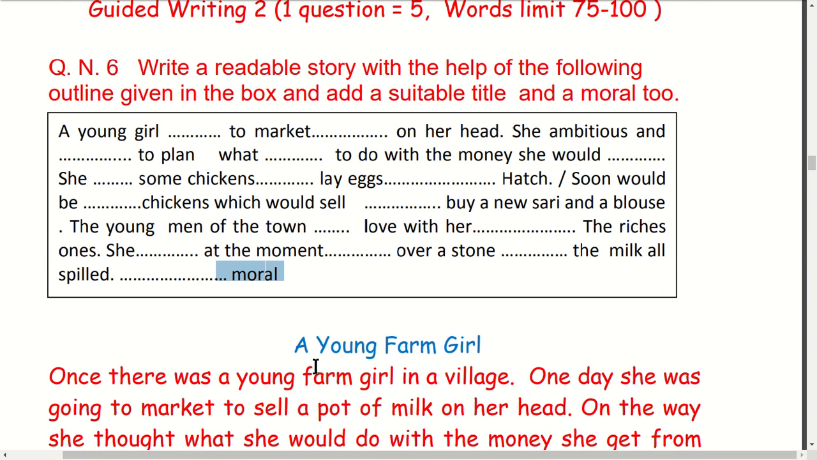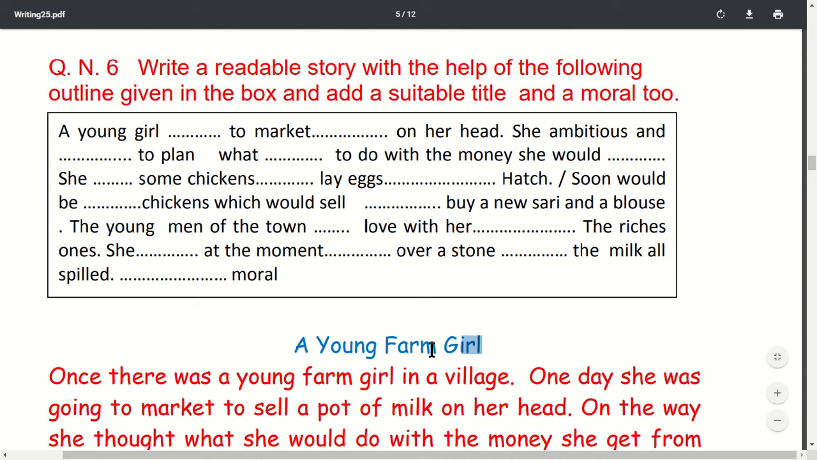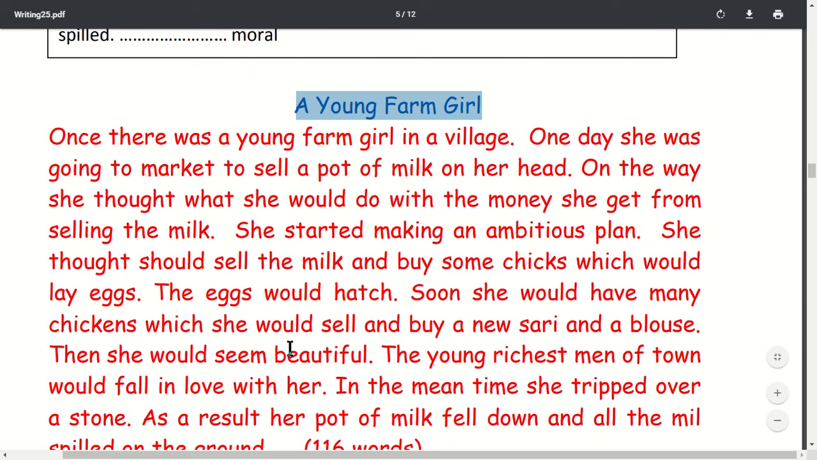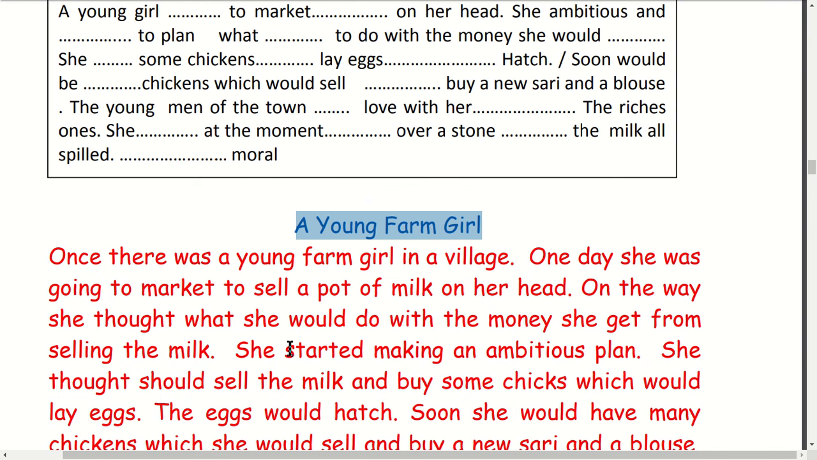Okay, then how to write the title? Very easy here. The young farm girl. You can write other ways too, but generally you should give the title from the character. Major characters can be the title of the story here. It is very easy, not so difficult, I think. Young farm girl. Okay, this is the story.